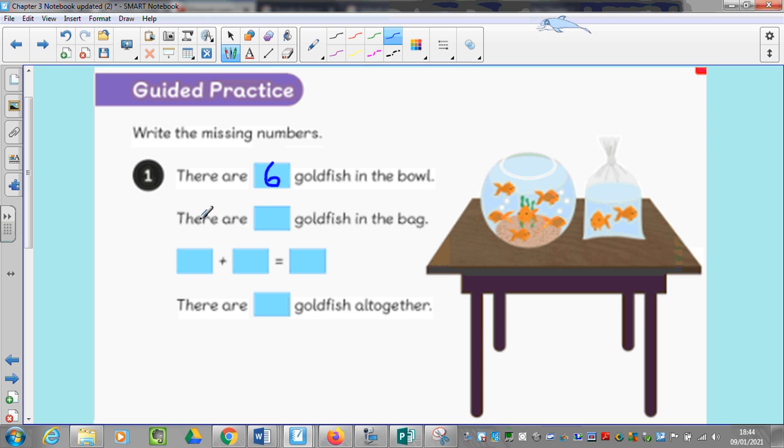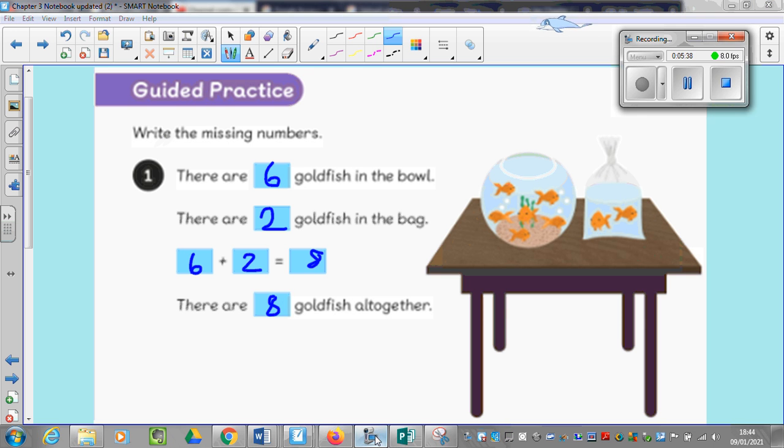And then, it says there are blank goldfish in the bag. How many have I got? I've got 1, 2, so I can put 2 here. So I've got 6 in the bowl. So 6 add 2 equals, I can count on from 6, 6, 7, 8 equals 8. There are 8 goldfish altogether.